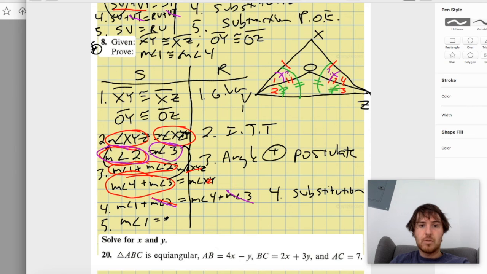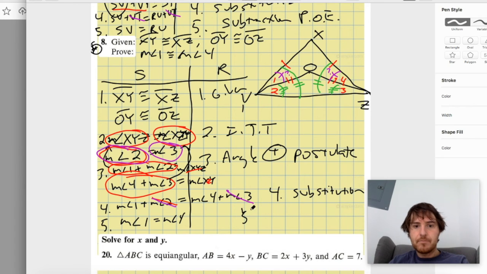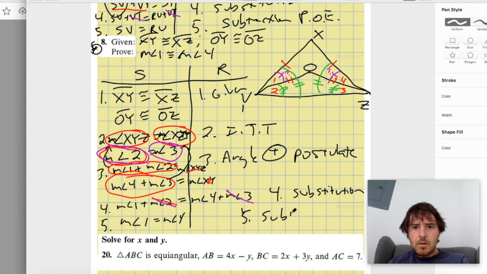Measure of angle 1 equals measure of angle 4. And that is by, oops, I need to insert a text box yet again. That is by subtraction property. Why? Subtraction, BOE.